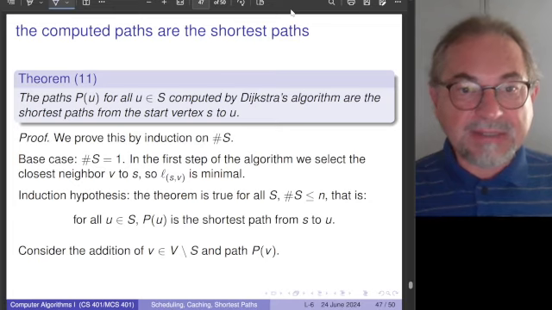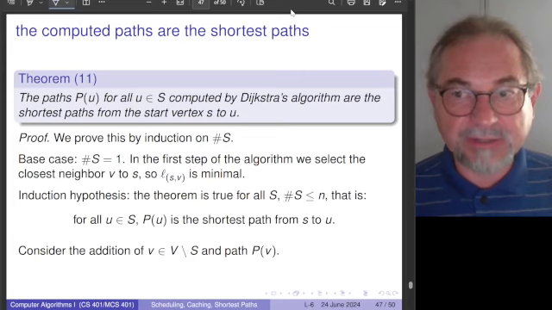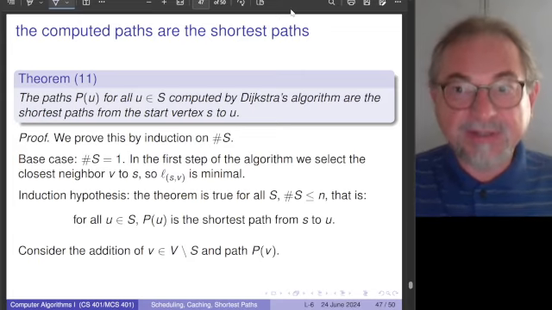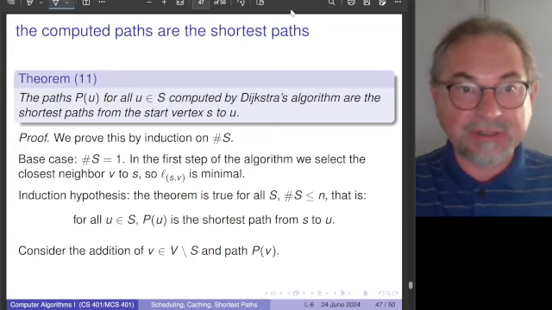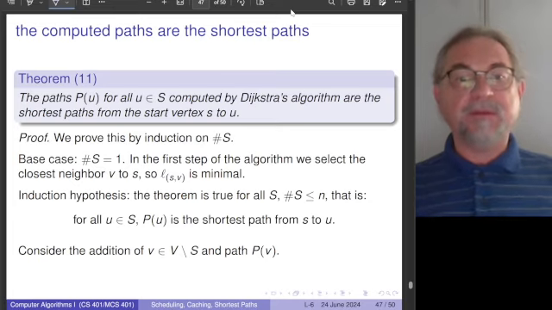Okay, the base case: we select neighbors, and we add the neighbor to the source for which the length is minimal. So that's actually the shortest distance. So as the first step, that is fine.